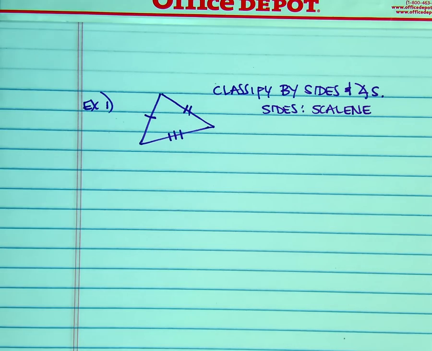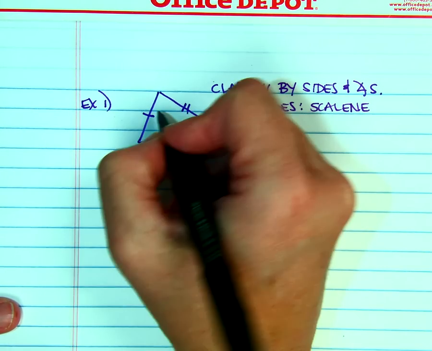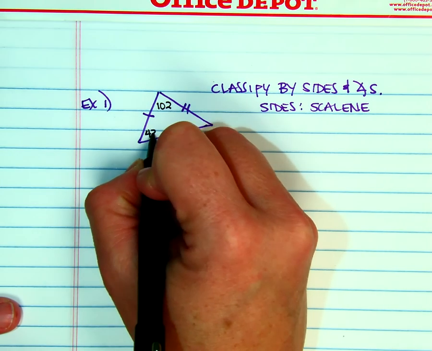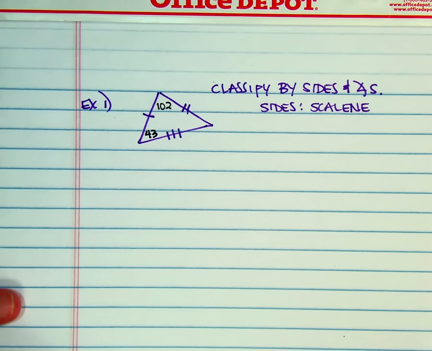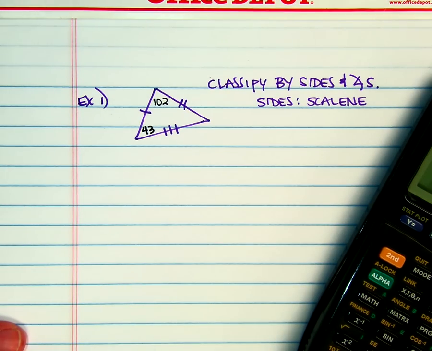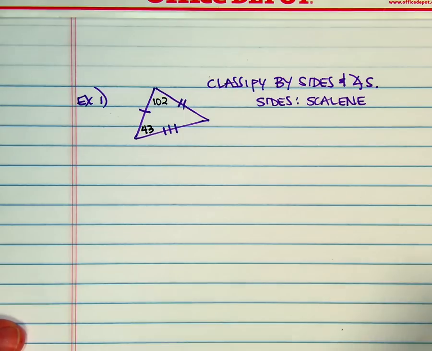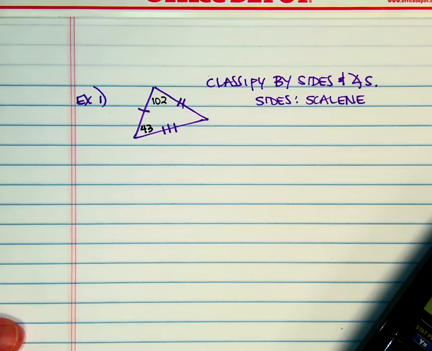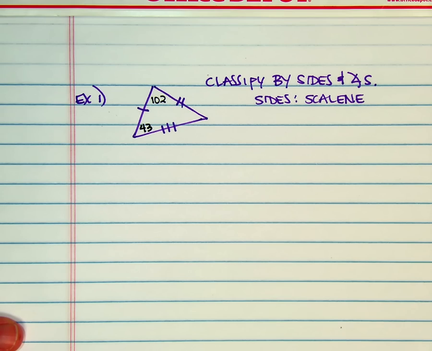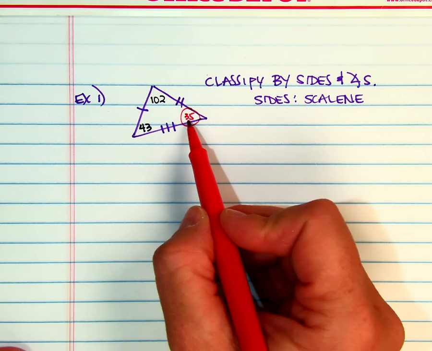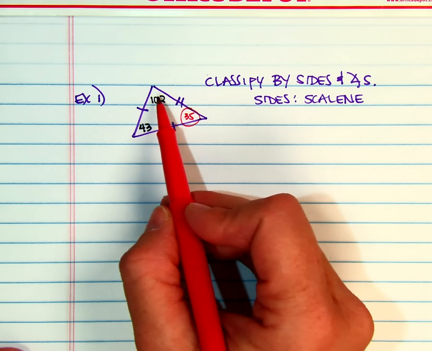And in order to classify by angles, I have to be able to find the angle measures. So let's say that this is 102 and this is 43. So you can't just look at those, you have to look at also the missing ones. So I'm going to use my calculator. And so the missing angle is 35.